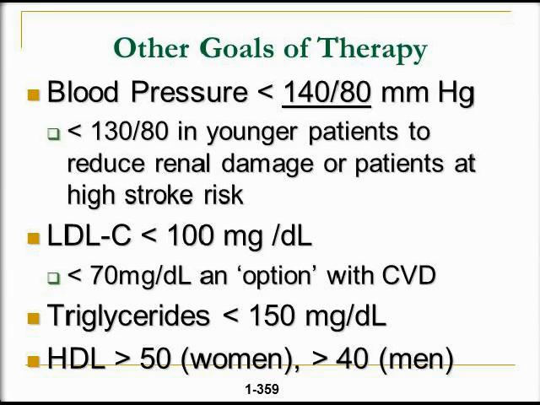But they do suggest that if the patient's younger, to reduce the overall risk of going on to develop kidney damage, you can still use the goal of less than 130 over 80. If the patient's a high risk for stroke, you can also use the 130 over 80. Well, they're not very definitive of who those patients are. It's a pretty general statement.